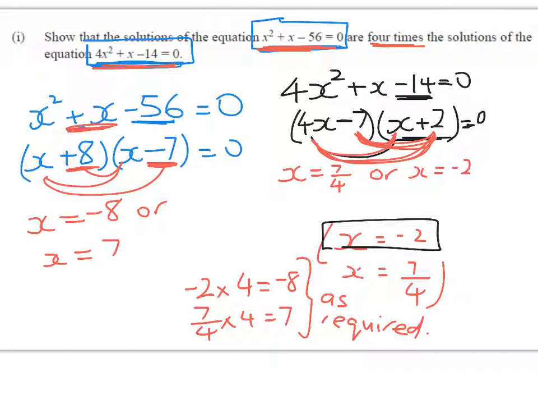Okay, so it's just a different way of thinking about quadratics and what it means to solve an equation. Now in part 2, what we're going to do is generalise that idea. So that was a merit question. Here comes the excellence part.